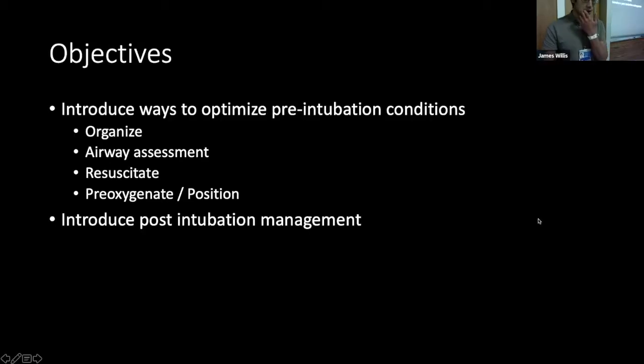So for objectives, we're going to introduce ways to optimize pre-intubation conditions. I'm going to break that up into 4 different categories, and then I'm going to touch upon post-intubation management.